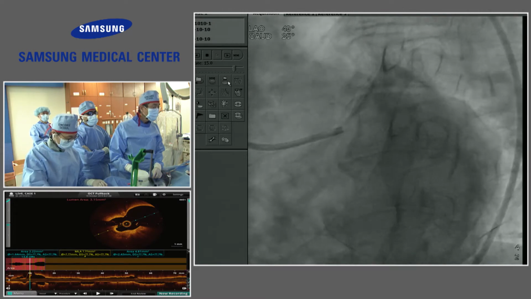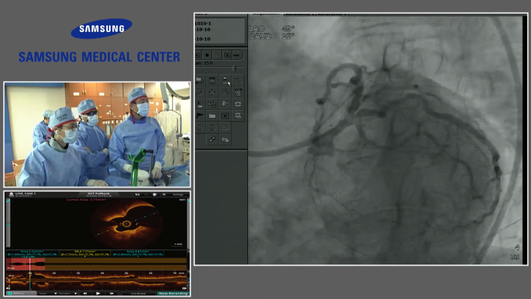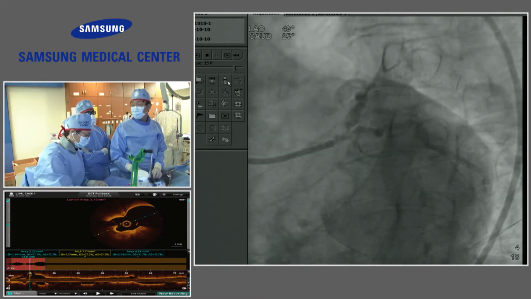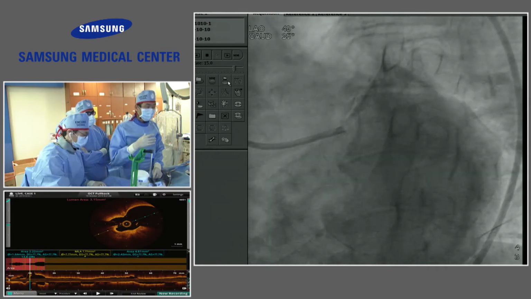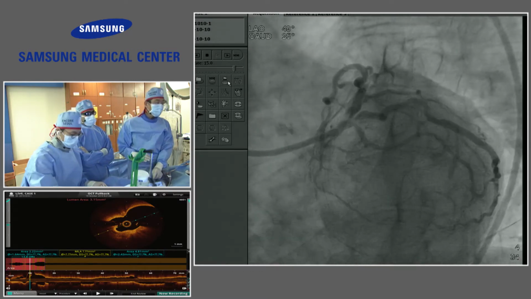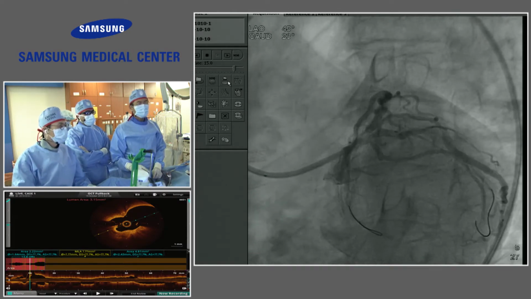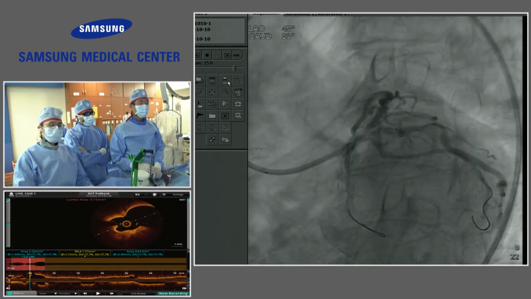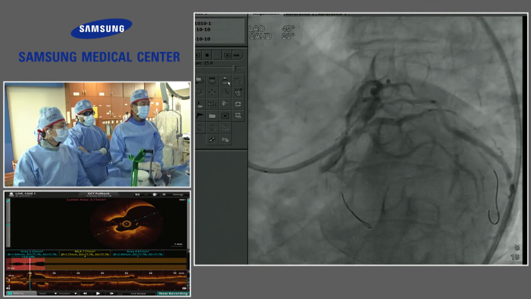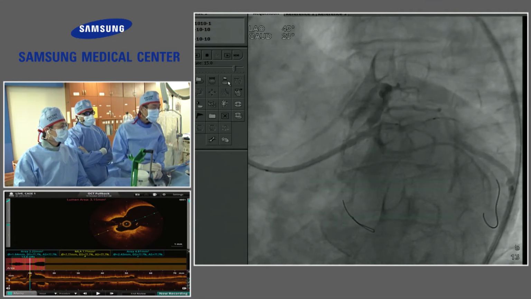Okay, you can see more clearly the ostium of the obtuse marginal is stenosed in the angiogram. So very good separation of the three vessels. Next. The wiring was not eventful, so there was no resistance. Anyway, we tried to do the OCT.